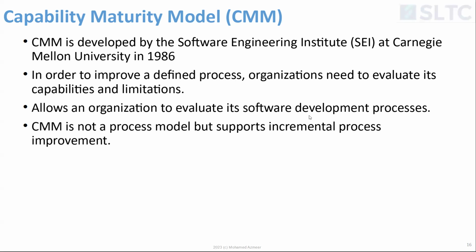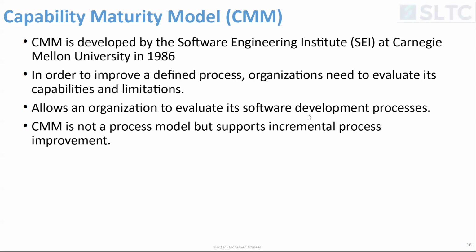So what does CMM do? In order to improve a defined process, an organization needs to evaluate its capabilities and limitations. Now, very, very simple. Very, very powerful. What does it say? Evaluate what you can do and what you cannot do before you put a standard. That is what CMM says. First, look at what you can do and what you cannot do. And there is no point putting a standard if you can't do it, if you don't have people or if you don't have resources to do that. So CMM looks at capabilities.